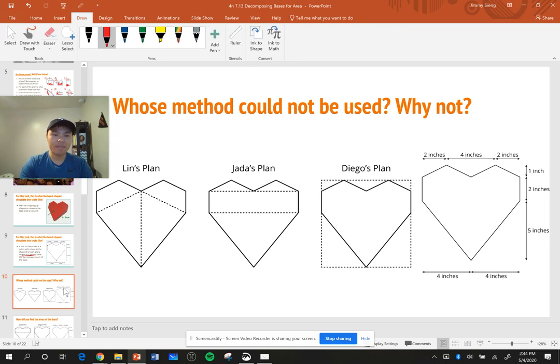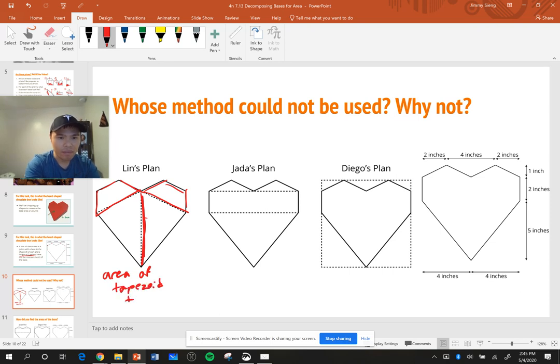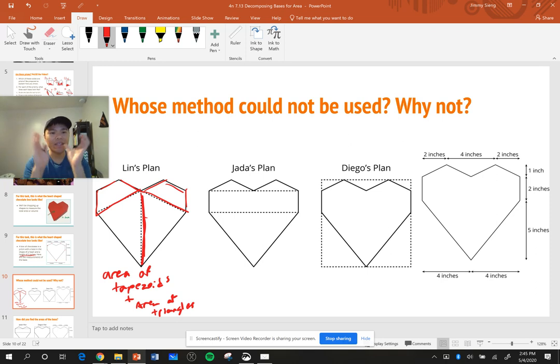To explain it, it looks like Lynn is using 2 trapezoids right here and 2 triangles, right? That seems to be her shape with that. So the idea is if I find the area of trapezoid plus area of triangles, you can find this figure, right? You can find the whole base area of that heart. Let's go to the next one.